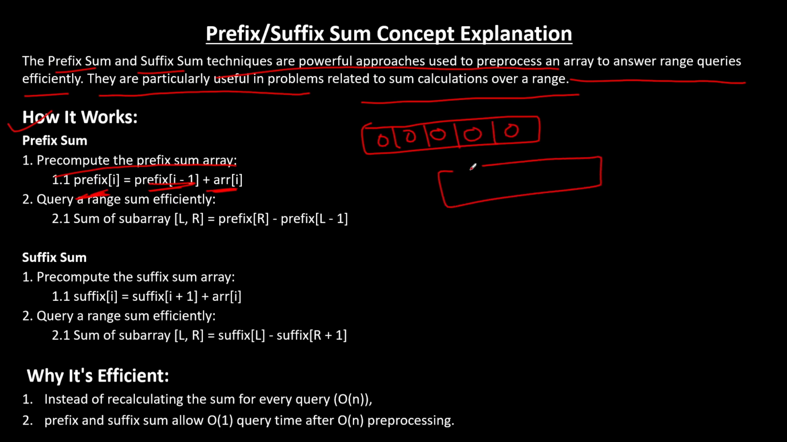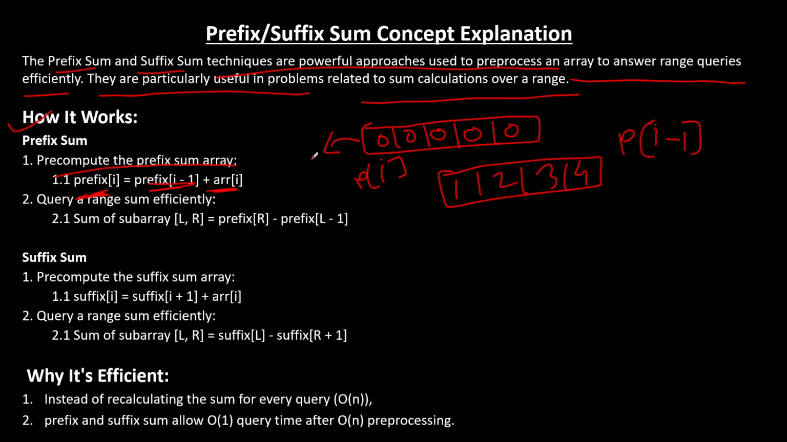And let's take an array of random values 1, 2, 3, 4. Let this be prefix of I, which is basically prefix of I minus 1, right? Prefix of I minus 1, which is what? We don't have prefix of I minus 1. Now from that, what can we conclude?